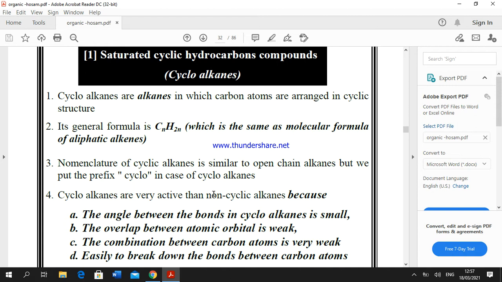Alkanes are saturated aliphatic hydrocarbons. Their general chemical formula is CnH2n+2, okay? And this compound is saturated due to the presence of single bonds between carbon atoms.